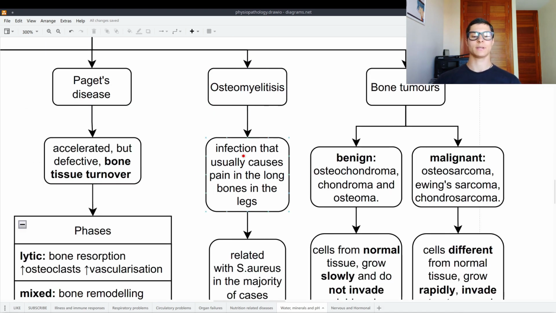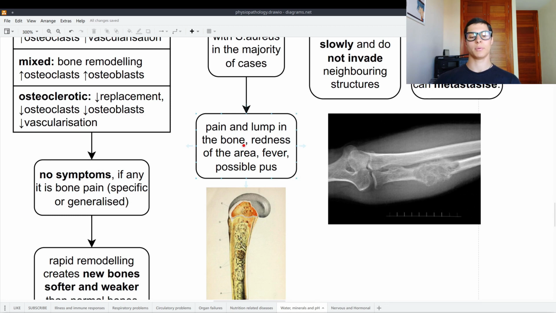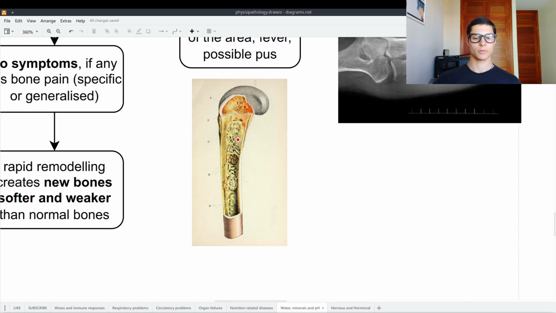Osteomyelitis is an infection that usually causes pain in the long bones in the legs. It is related with Staphylococcus aureus in the majority of the cases, and it causes pain and a lump in the bone, redness of the area, fever and possible pus. As you can see, this is an example of osteomyelitis.